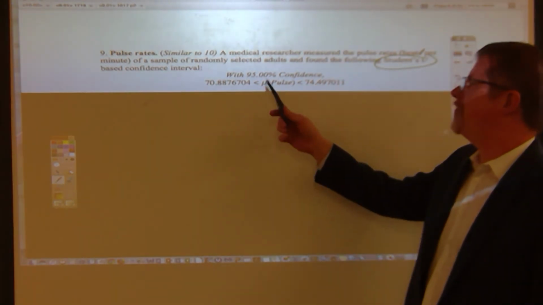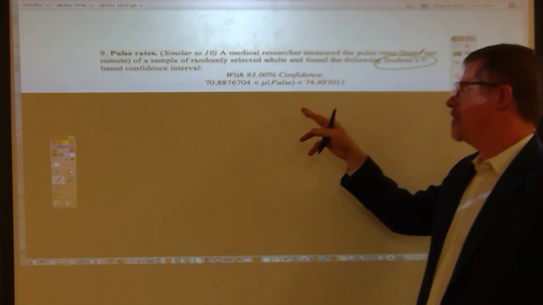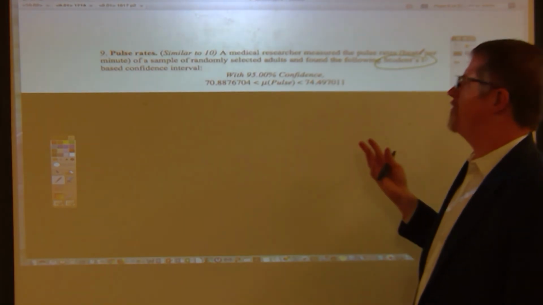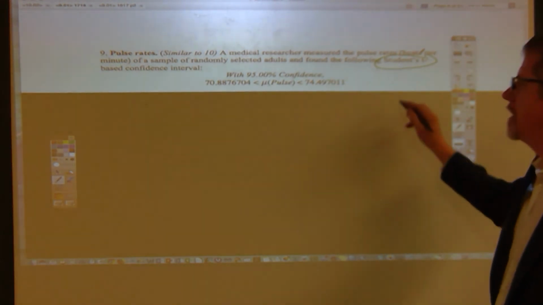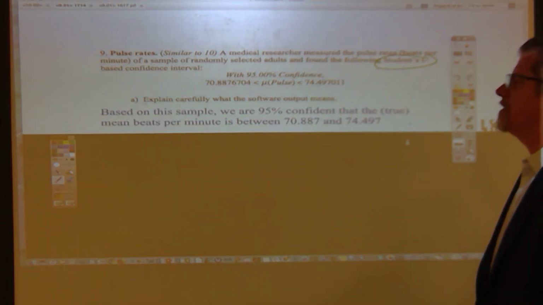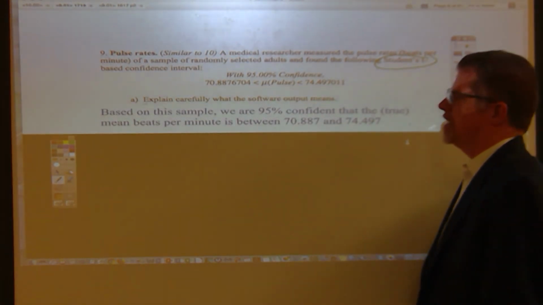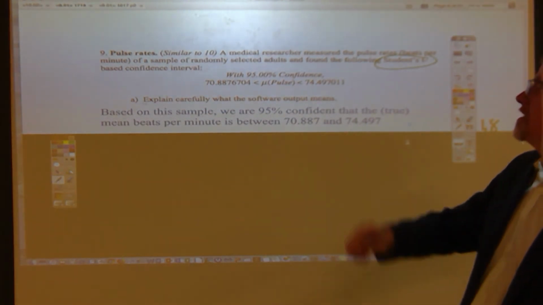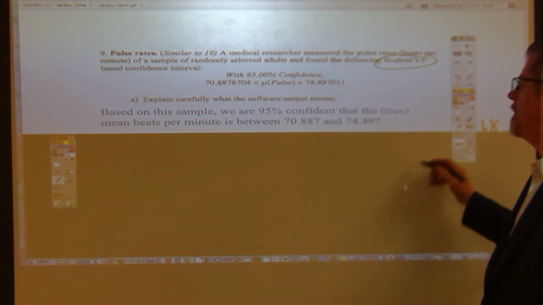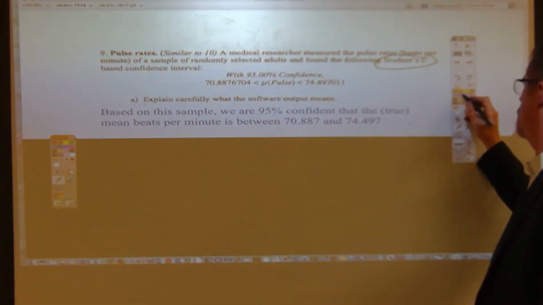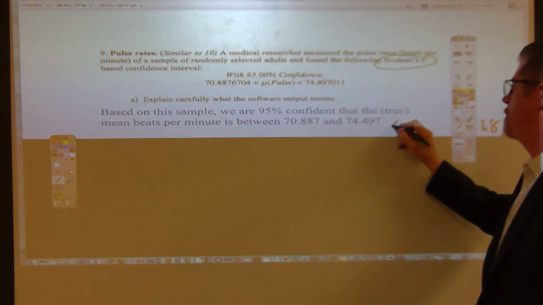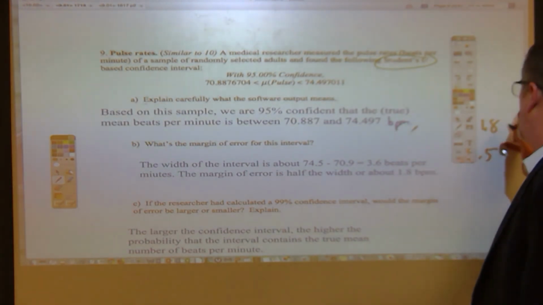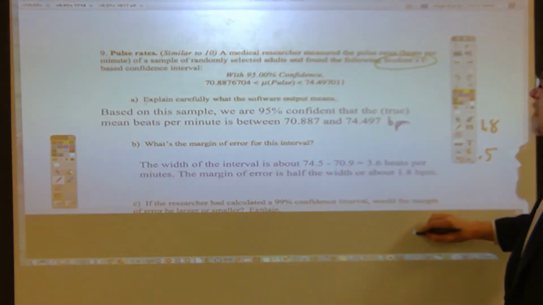But here's a 95% confidence interval for the true mean resting pulse rate, it's probably for Americans. So we're 95% confident that, explain carefully. Based on the sample, we're 95% confident that the mean beats per minute for American adults at rest is between 70.887 and 74.497. That's wrong. It's got to have units, beats per minute. So BPM. What is the margin of error for this interval?